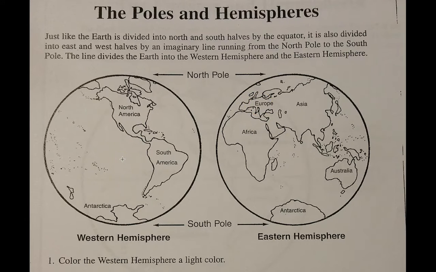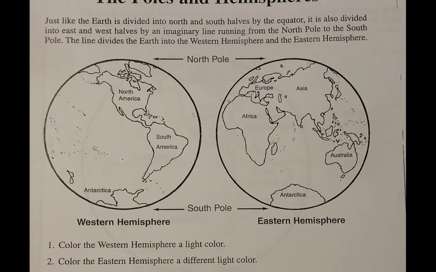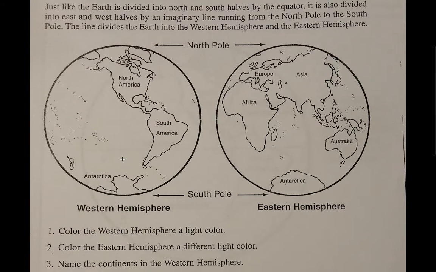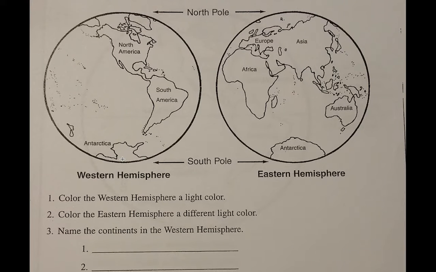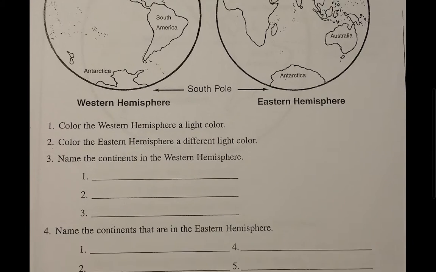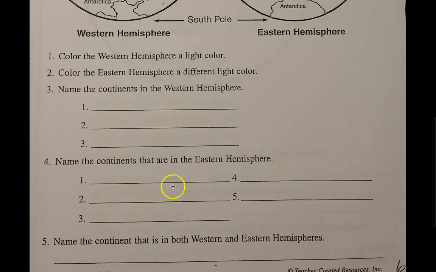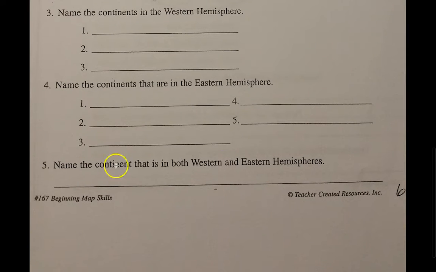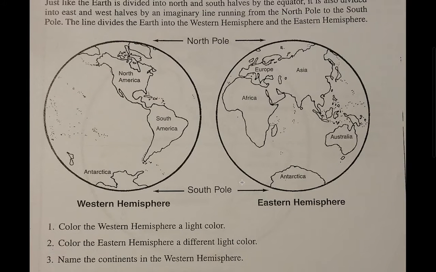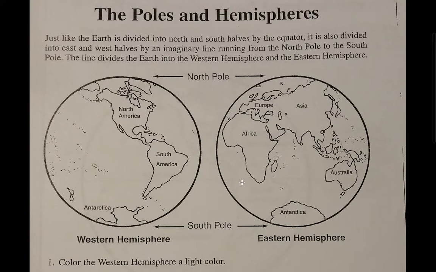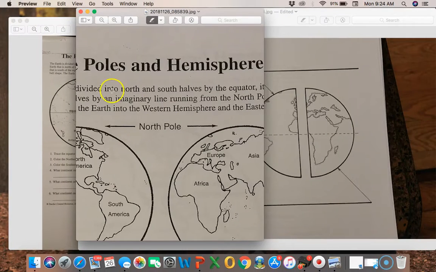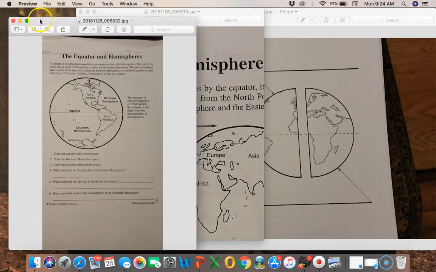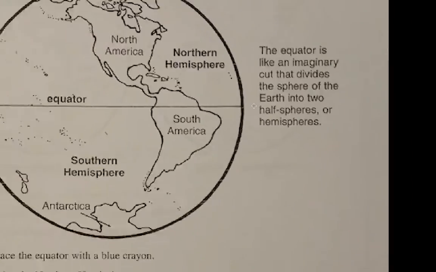All right, so what it's going to ask you to do here is color the Western Hemisphere a light color. So you guys have your crayons there. Color the Eastern Hemisphere a different color. Tell me the continents that are in the Western Hemisphere. Name the continents in the Eastern Hemisphere. Name the continent that is in both of them. Based on our conversations as well, there's going to be more than one answer to that question. And then we have this one for the equator and the hemispheres.